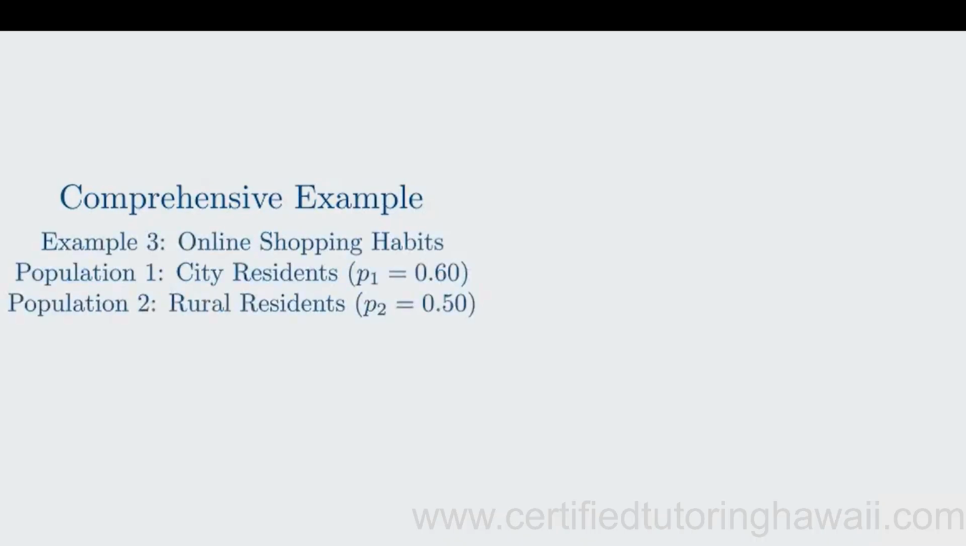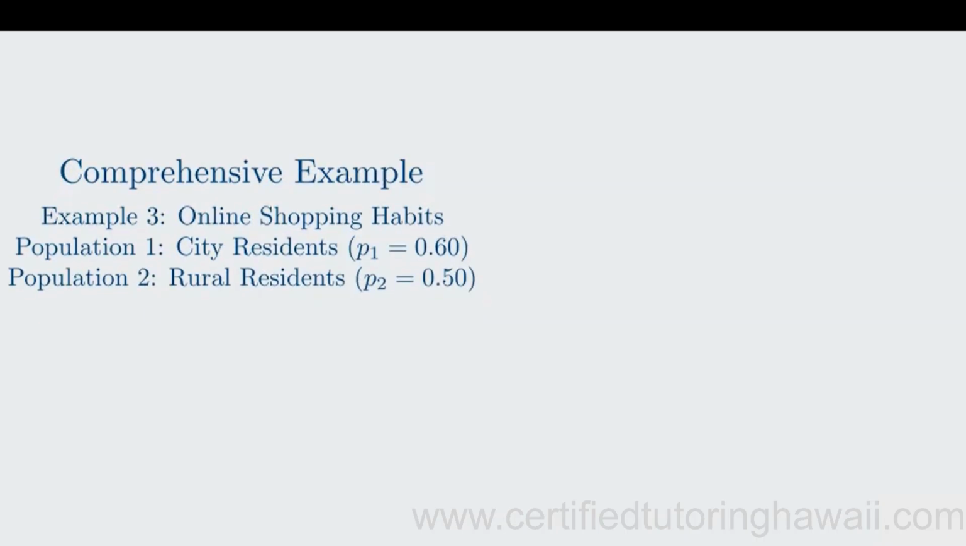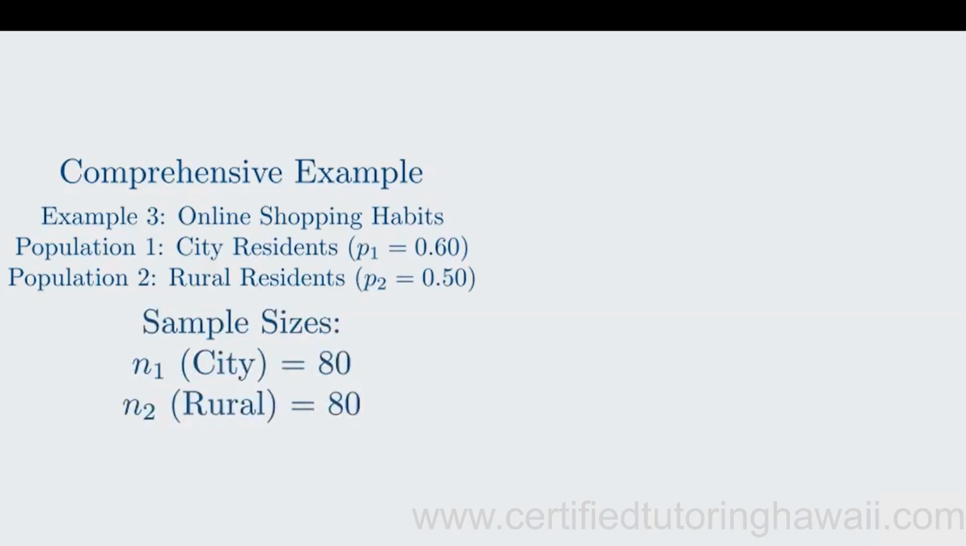Let's tackle one more comprehensive example to make sure we've mastered all three learning objectives: calculating parameters, justifying conditions, and interpreting in context. Suppose 60% of city residents shop online at least once a week, compared to 50% of rural residents. A researcher takes a random sample of 80 city residents and a separate random sample of 80 rural residents. What is the probability that the city sample proportion is less than or equal to the rural sample proportion?